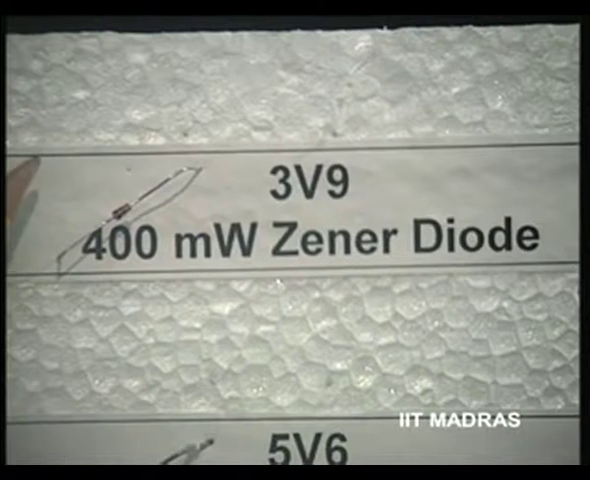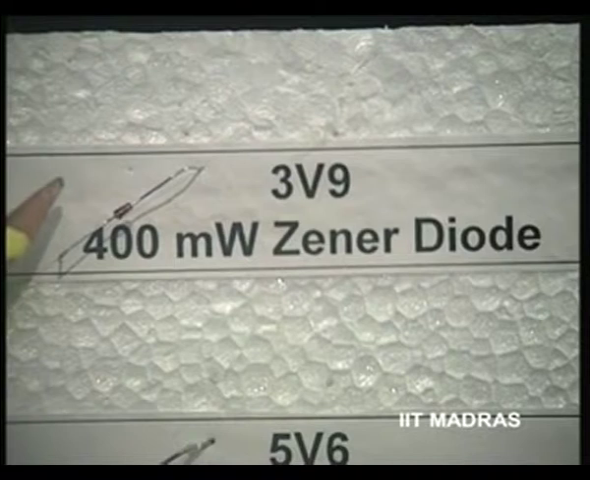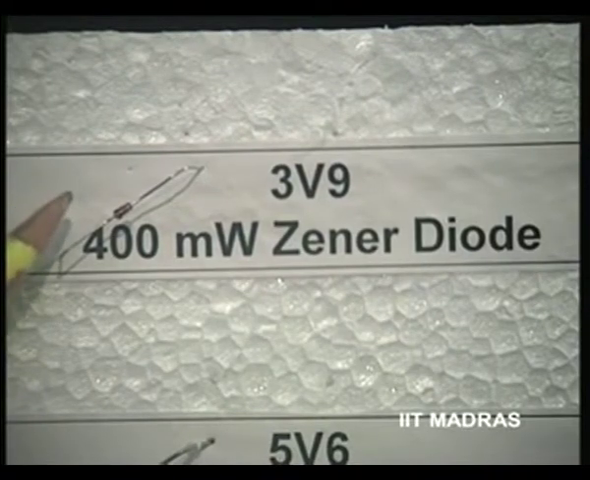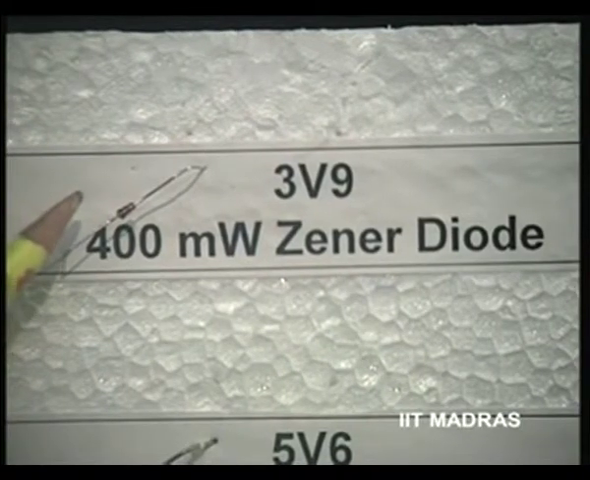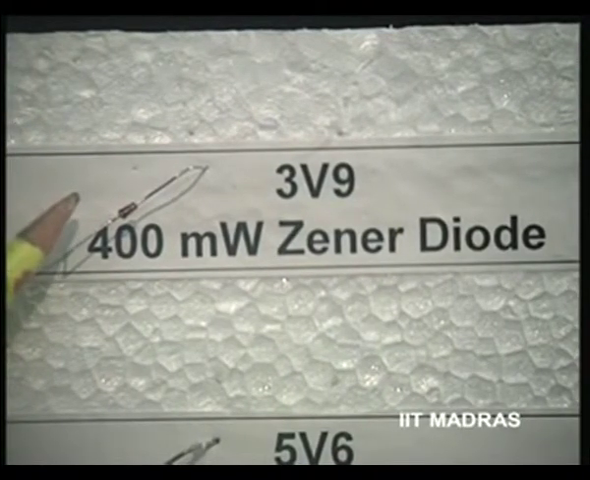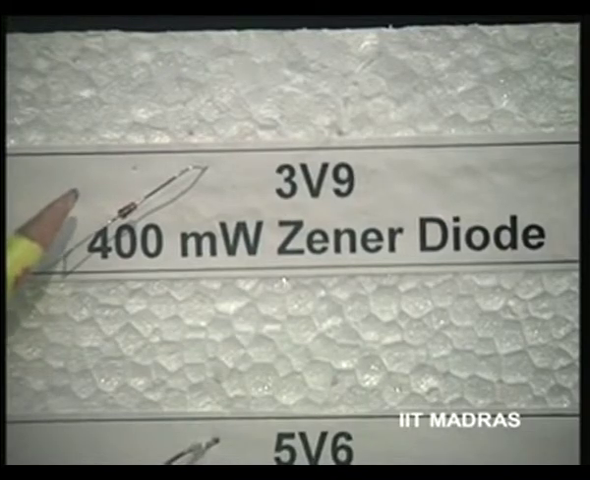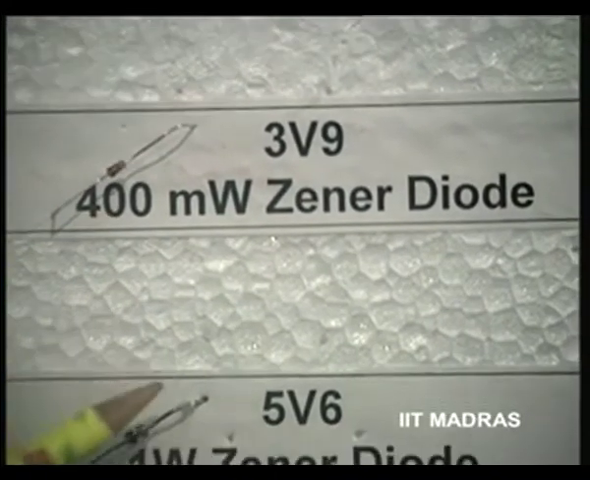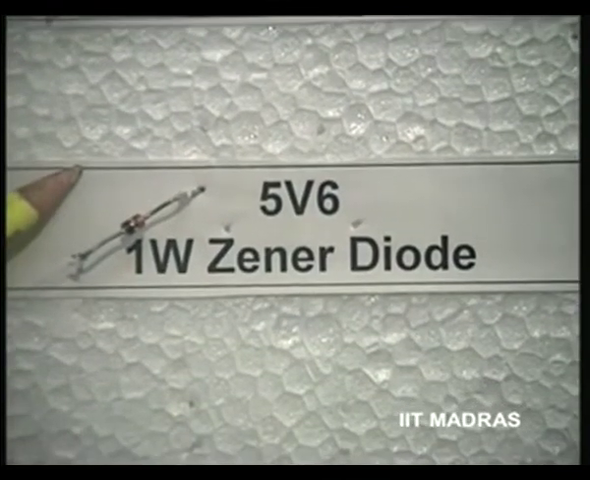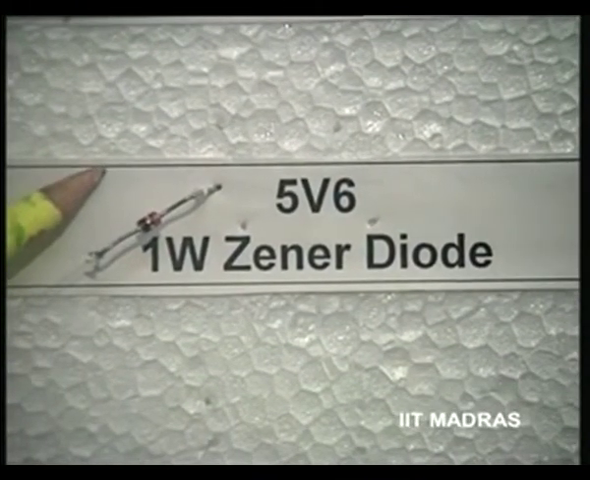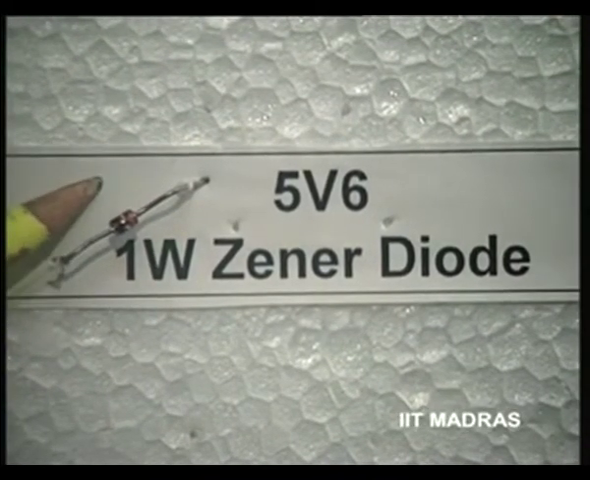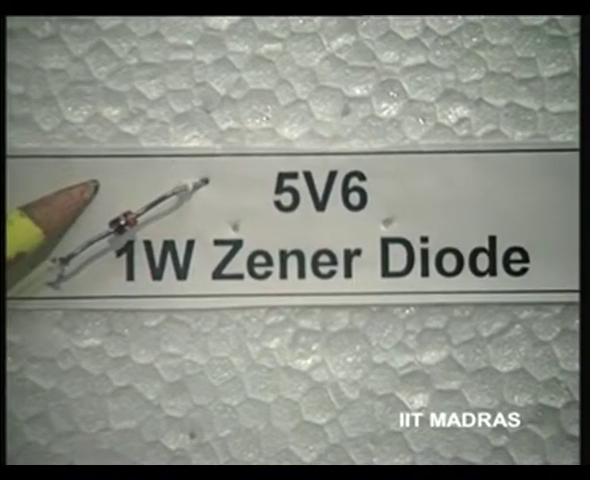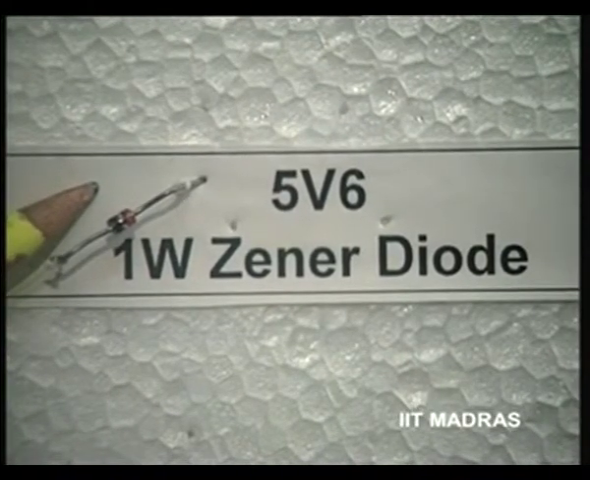Now, consider a series of Zener diodes being shown to you. As the size itself indicates, this is a low power Zener diode, 400 milliwatts, 3.9 volts. 3.9 volts is the breakdown voltage of the Zener. The next one has a 5.6 volts breakdown voltage, but a higher wattage, a 1 watt Zener, slightly bigger in size, and the power rating is higher.